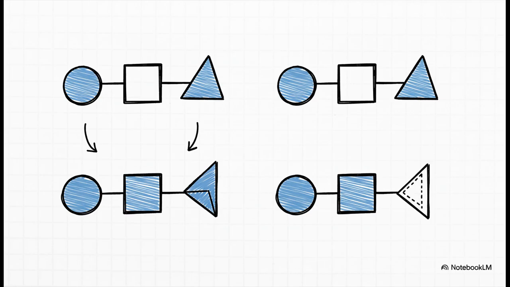Now, with stereoisomers, the blueprint is the same. Atom A is connected to B, and B is connected to C in both molecules. That part doesn't change. The difference is how those atoms are actually oriented in space. Are they pointing up or down or left or right relative to each other? That's what suddenly matters here.